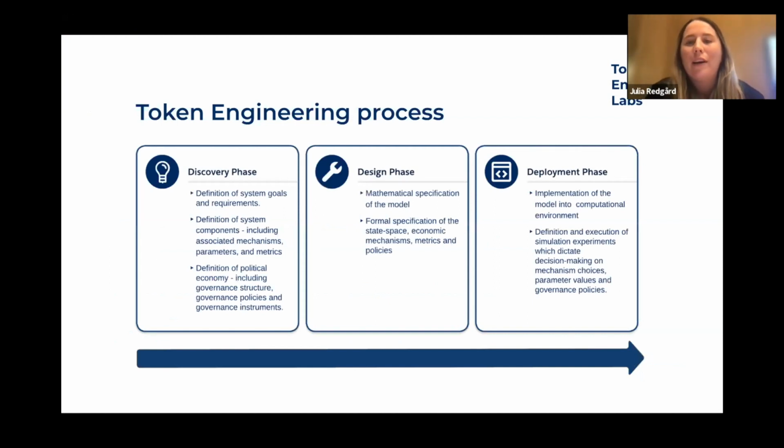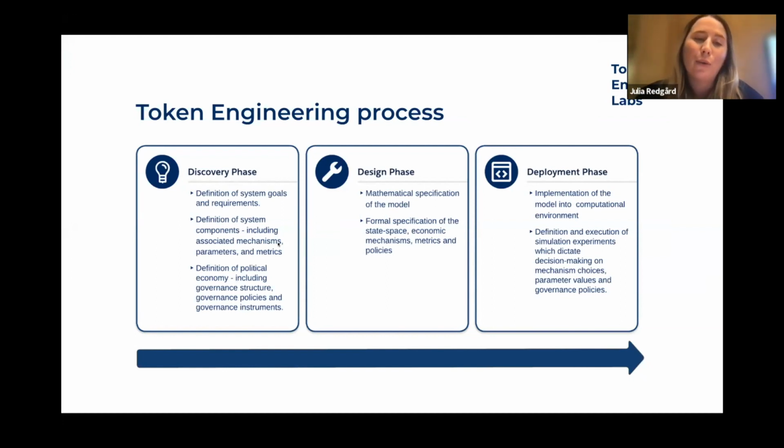And here is a more concrete picture of the token engineering process. So we start with the discovery phase, and here we would like to look at the system goals and requirements. And we also look at the components of the system and associated mechanisms, parameters, and metrics. And we also want to look at the political economy. So what governance structures are there? And do you want to use any different instruments from monetary policy, fiscal policy, and anything like this to steer and control the different aspects or conditions of the economy?